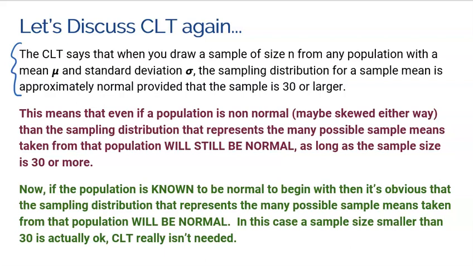Now, this is really important because this means that even if we have a population that's non-normal, let's say maybe it's skewed either way, then the sampling distribution that represents the many possible sample means taken from that population will still be normal as long as the sample size is 30 or more.